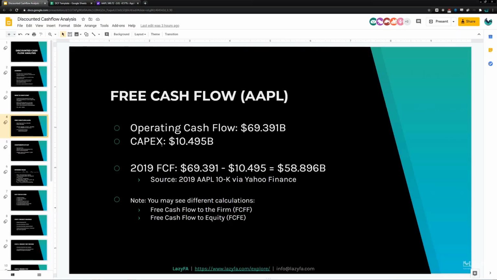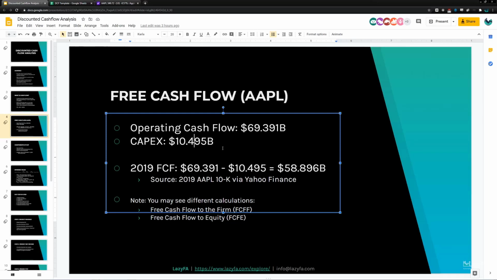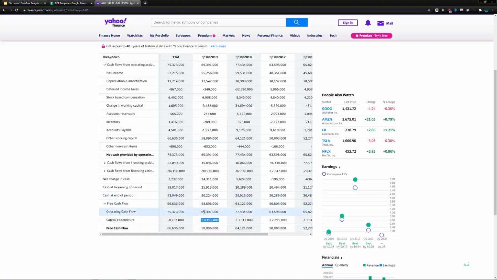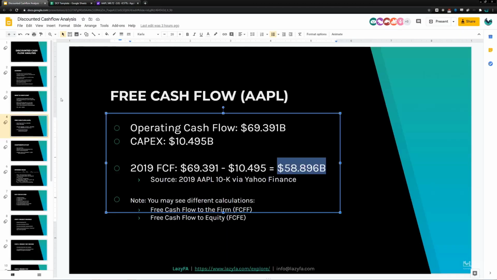So if you look on the presentation here, CapEx of $10.495 billion, and then to get free cash flow, you just subtract it. So that's real simple. And that's sort of where everything starts, this $58.896 billion in free cash flow.